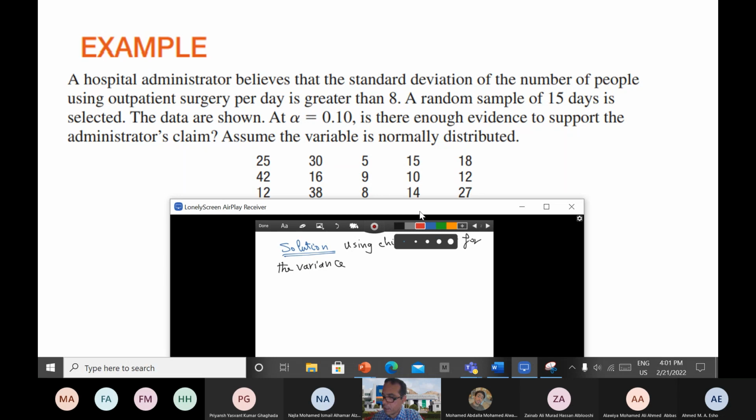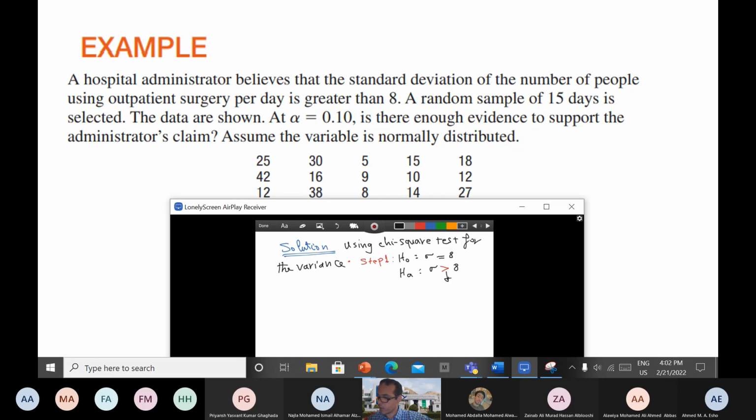So what are the steps? Okay, step 1, we just write the hypothesis, right? I have two hypotheses. One, I call it the null hypothesis, and the other one, I call it the alternative hypothesis. The null hypothesis is almost always with equal, right? So I am saying the standard deviation of the population equals what? He said here greater than 8, but the null hypothesis is talking about equality. But the alternative is the claim, right? So you say sigma greater than 8, because you have the keyword greater than, so it will be a right tail test.